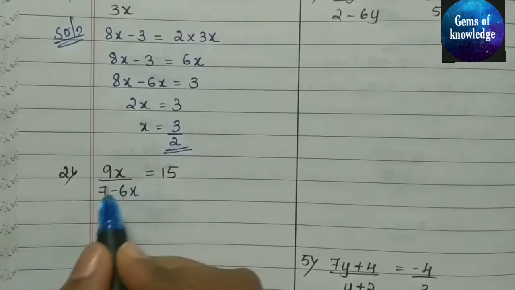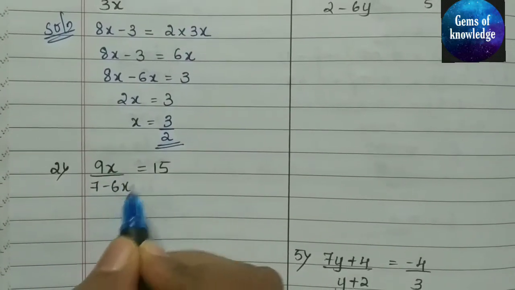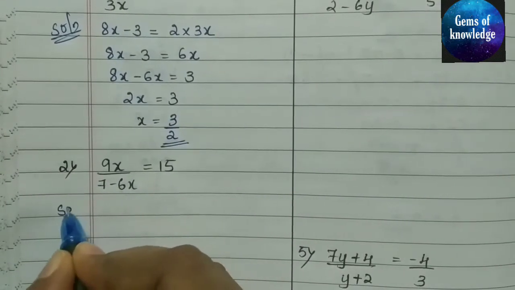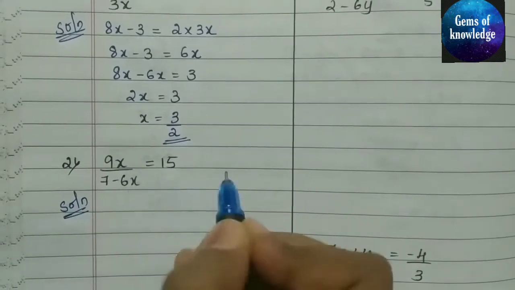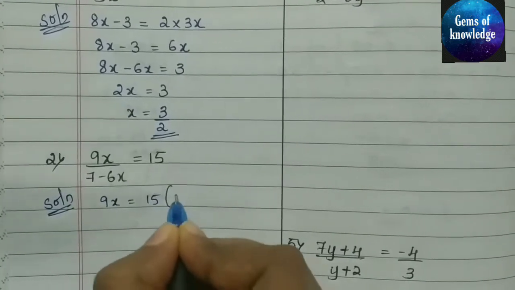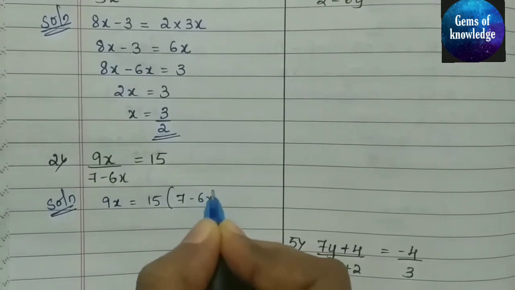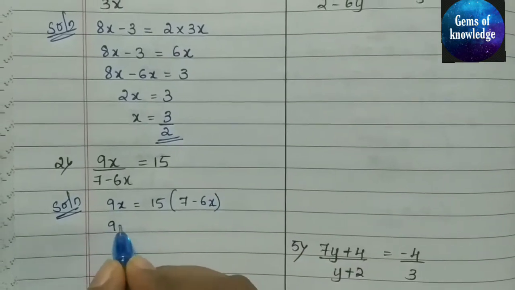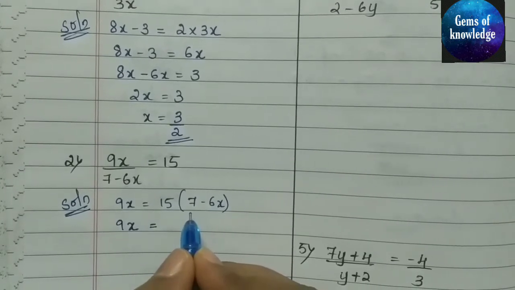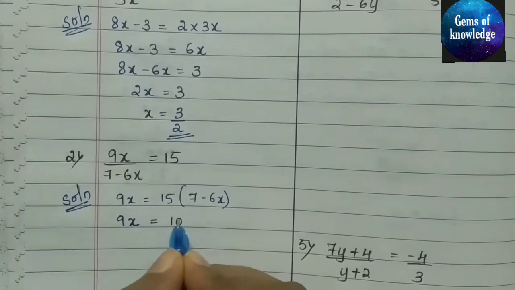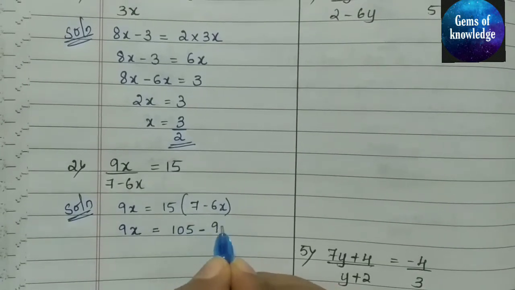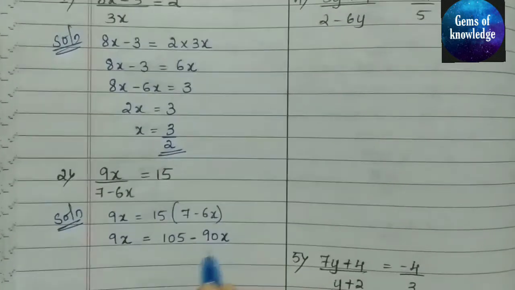The second question is 9x divided by (7 minus 6x) equals 15. Here also we follow the same thing. We move the denominator to the right side. So it becomes 9x equals 15 into (7 minus 6x). 9x stays as it is, which equals 15 into 7, which is 105, minus 15 into 6, which is 90, and x stays as it is.